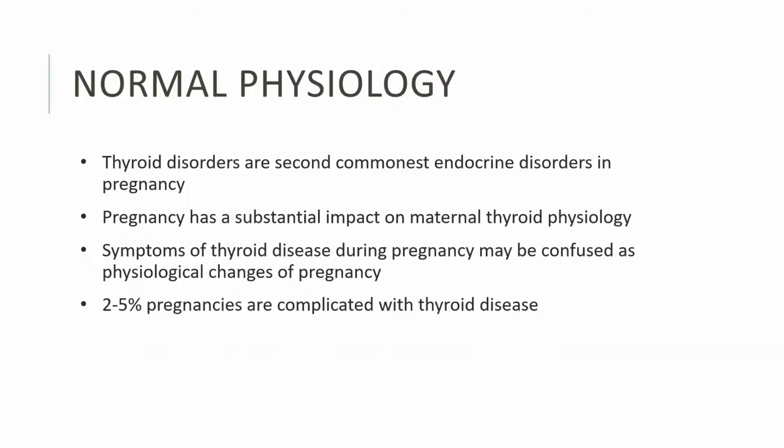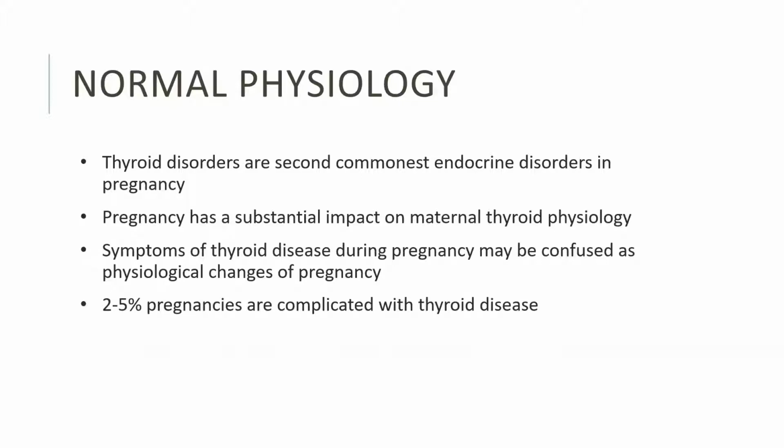So, normal physiology. Thyroid disorders are the second commonest endocrine disorders in pregnancy after diabetes, gestational diabetes, right? Pregnancy has a substantial impact on maternal thyroid physiology. Symptoms of thyroid disease during pregnancy may be confused as physiological changes of pregnancy. We all know very well, like palpitations, sweating, tremors, nausea, vomiting.